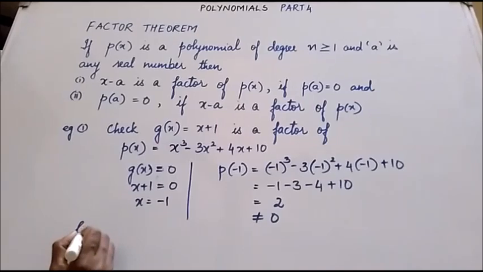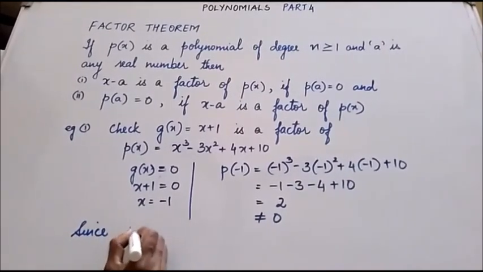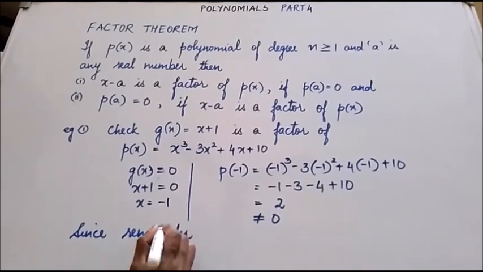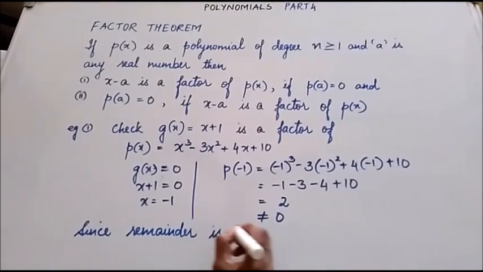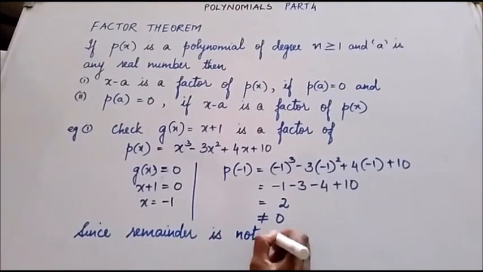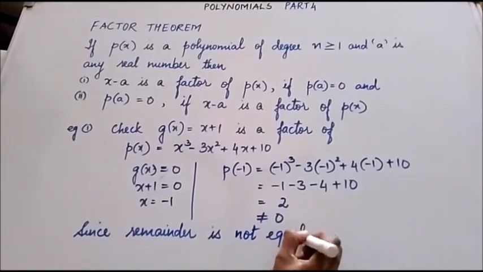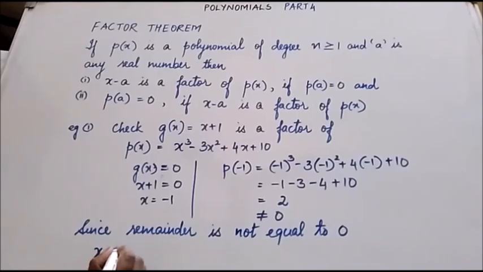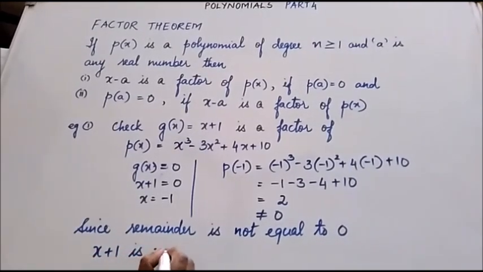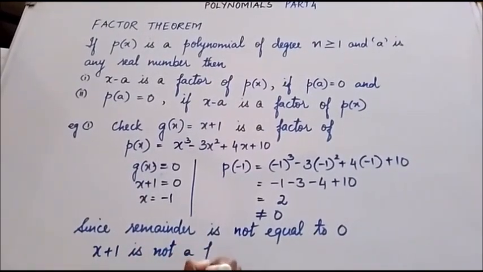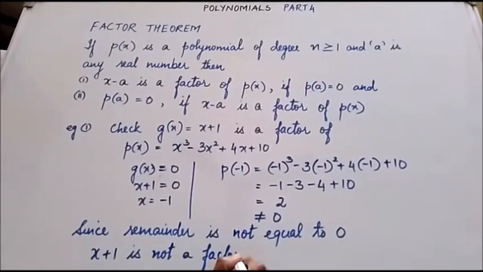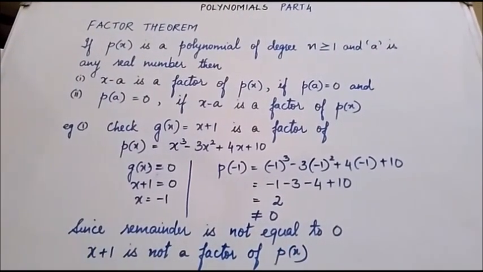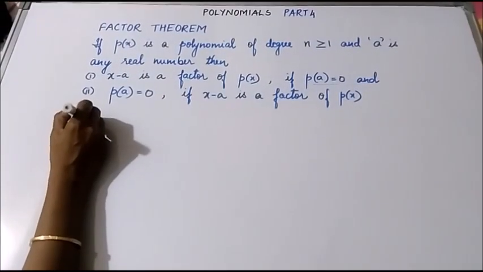So we write here, since the remainder is not equal to 0, therefore x plus 1 is not a factor of p of x. Now let us do the second example.